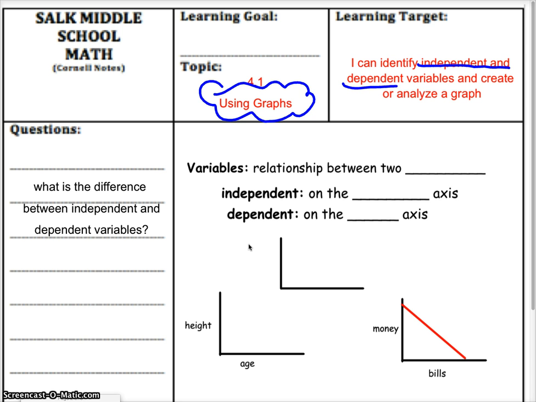So I want you to underline that. That's your learning target. You can identify independent and dependent variables and create or analyze graphs. And I want you to cloud out analyze. That's the doozy. Cloud it off. A lot of times when we tell kids to analyze something, they start wanting to shut down. But you are not gonna. You can do it.